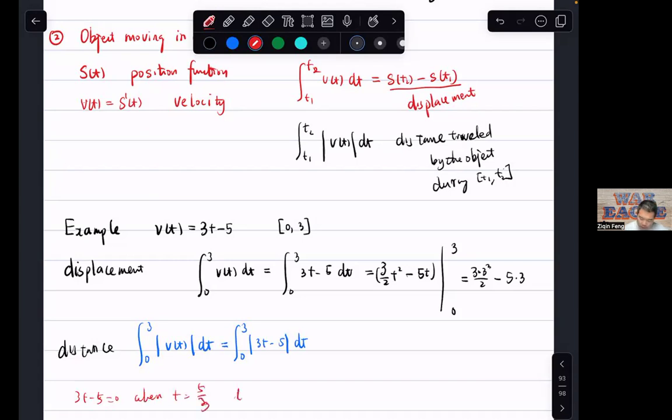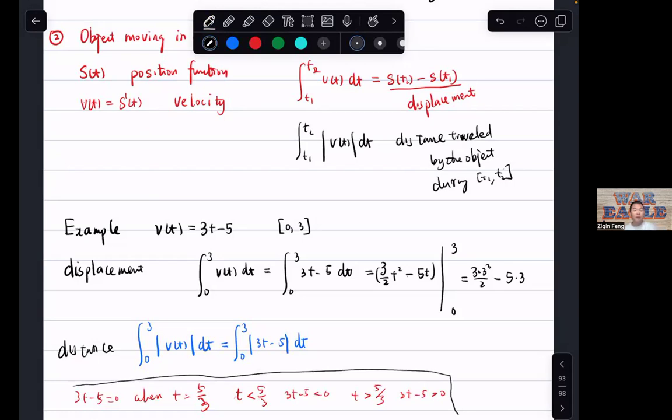So when t is less than 5 over 3, 3t minus 5 is less than 0, and when t is greater than 5 over 3, 3t minus 5 is greater than 0, right? So this is just some easy observation from our function. Based on this observation, 5 over 3 is between 0 and 3 because this number is less than 2, greater than 1.